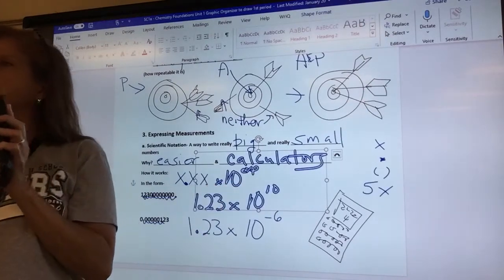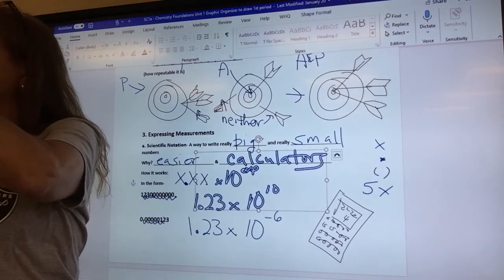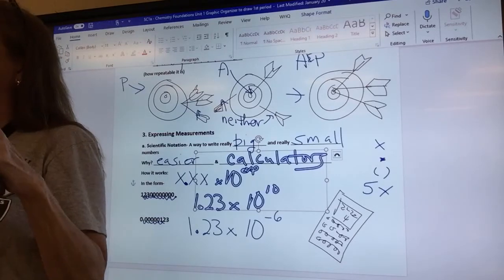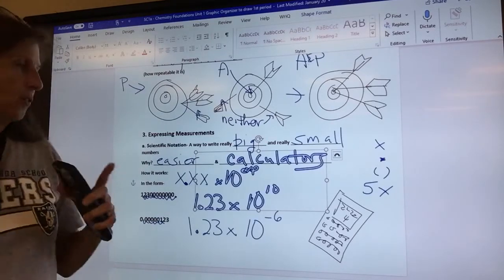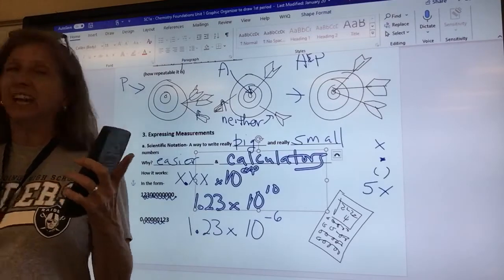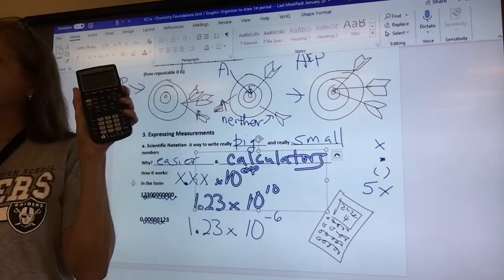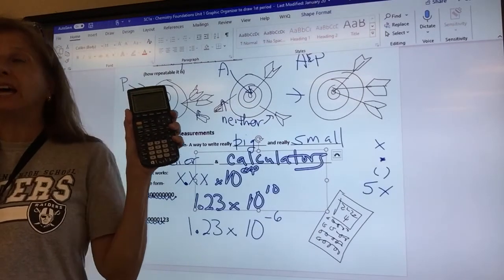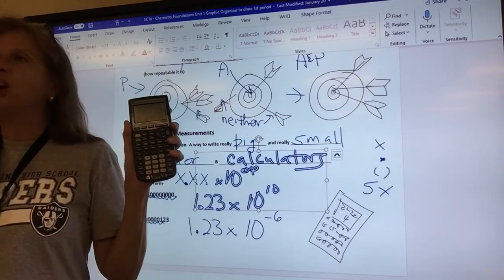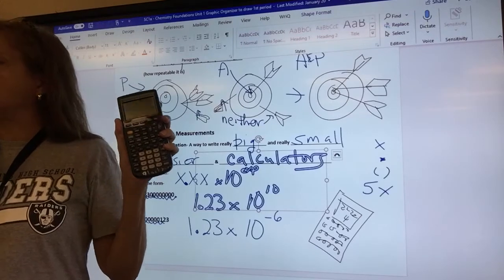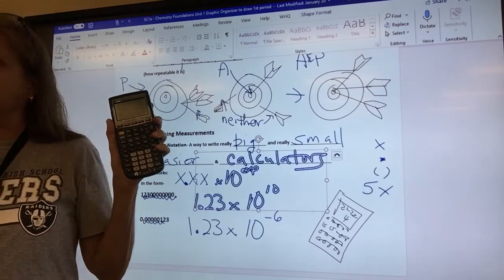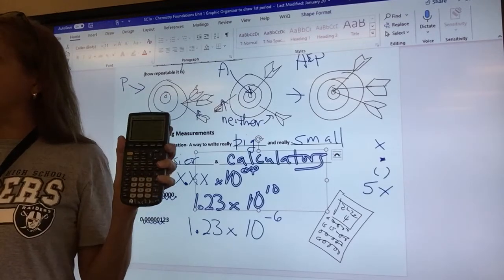When calculators were new, they could not do an X. They could only do things on the grid of an 8. So they decided, hey, we can make an E and it can stand for times 10. So I have 1.23E, which means times 10. We do not hit times, we do not hit 10, we hit EE that means times 10. Are we good with that idea? That's where people always mess up.